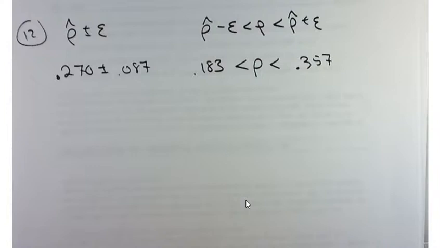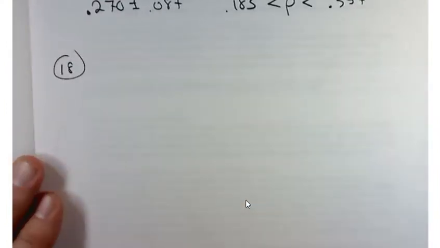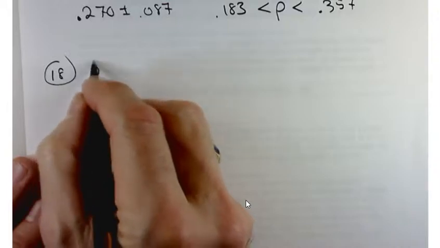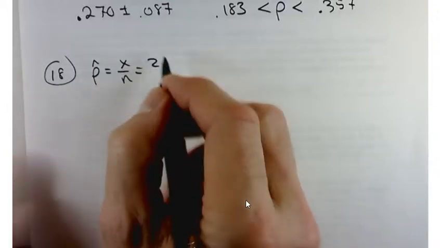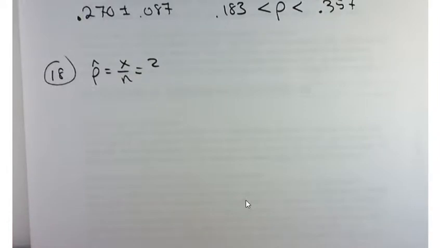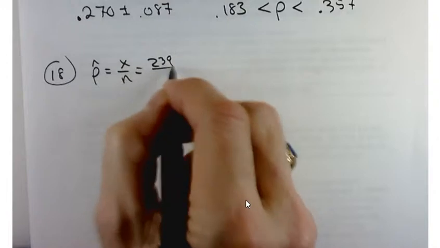So for 18, p hat equals x over n, which is 239 divided by 291.